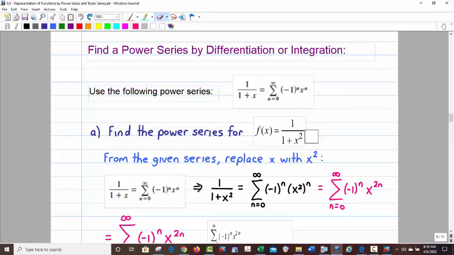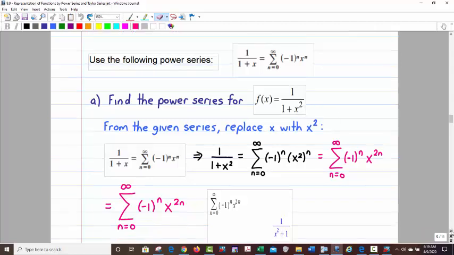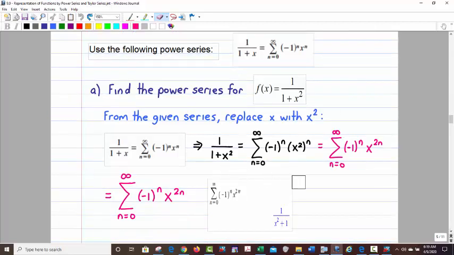So suppose I want to represent 1 over 1 plus x squared as a power series. What I'm going to do is take 1 over 1 plus x and replace x with x squared. And that is absolutely acceptable to do. It's not too difficult. So you see I just took that formula x to the n and replaced x with x squared. So now I just have negative 1 to the n times x to the 2n. Multiply exponents.